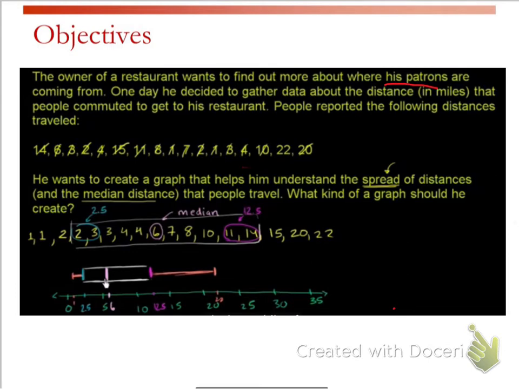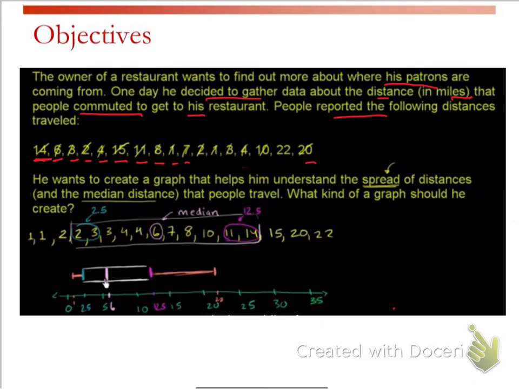So one day he decided to gather the data about the distances in miles that people commuted. Commuted means transportation, moving, okay? To get to his restaurant. People reported the following distances. Some of them said, okay, I have to commute 14 miles to arrive at his restaurant, 6 miles, 3 miles, 2 miles, 4 miles, 15 miles, 11 miles, 8, 1 mile, and so on, up to 20 miles, okay?